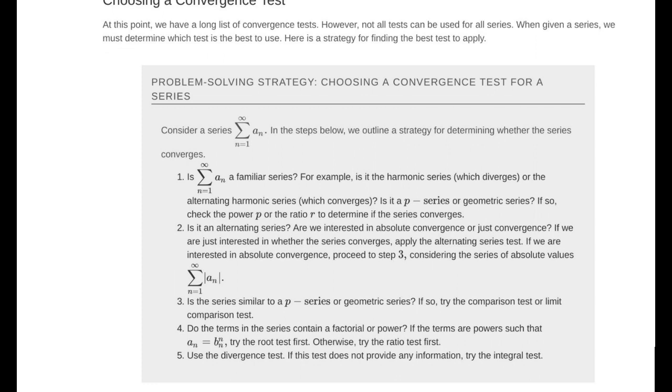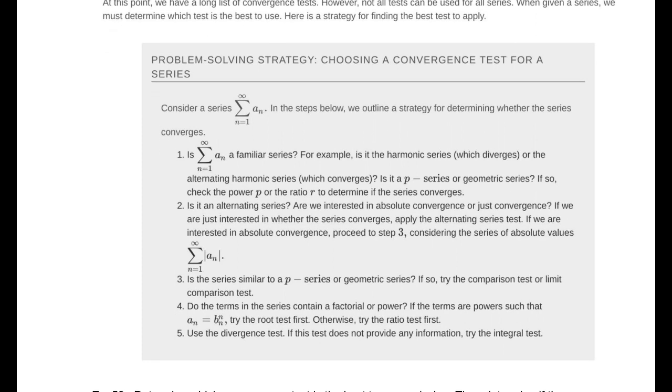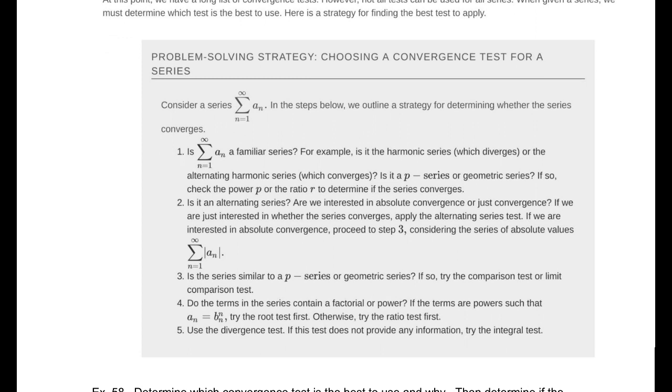And this is actually just straight from the book. So I want to look at this. I don't always apply this in this order, but it is a good strategy to think of. It has all of our different tests in here. So if we have a series from n equals 1 to infinity of a sub n, our general strategy should start out, is it a familiar series?